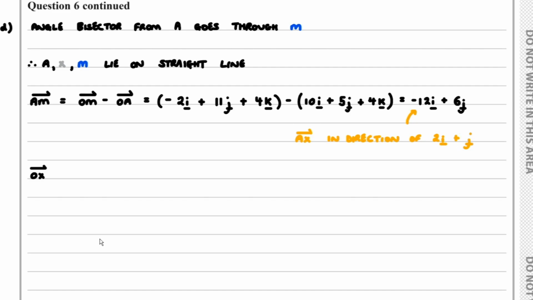Meaning, OX is equal to OA plus AX. So I've got 10i plus 5j plus 4k plus p multiplied by 2i plus j, which is the direction vector of AX. And we multiply by p because we don't know how far up the line AM we are going to find the point X.